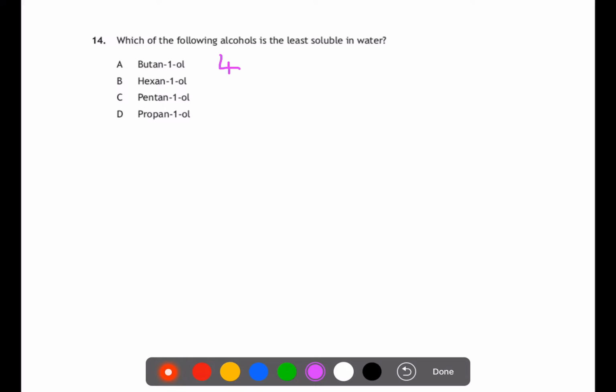So for A, we have butane, which is 4, hexane is 6 for B, pentane is 5 for C, and for D, we've got propane, which is 3. So the least soluble will have the longest chain of carbons, which is B, hexan-1-ol.